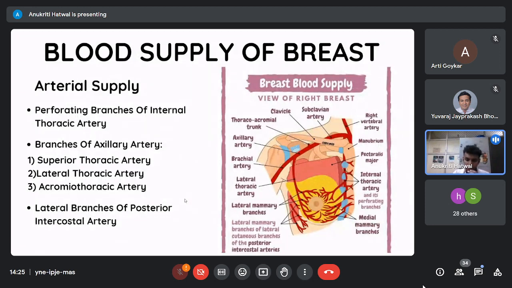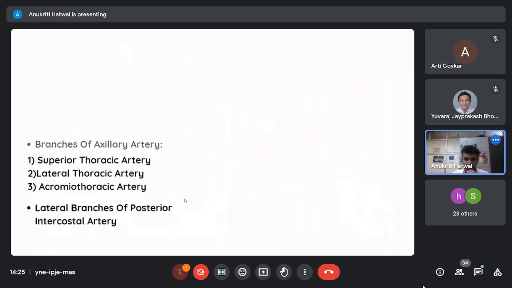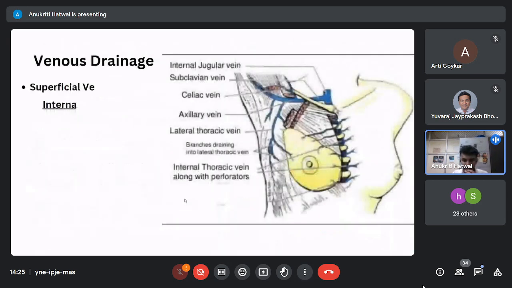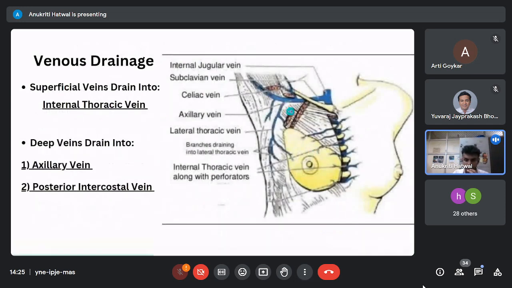So now we will have a look at the venous drainage of the breast. As we see in the following diagram, the veins follow the corresponding branches of their arteries and they converge towards the base of the nipple.